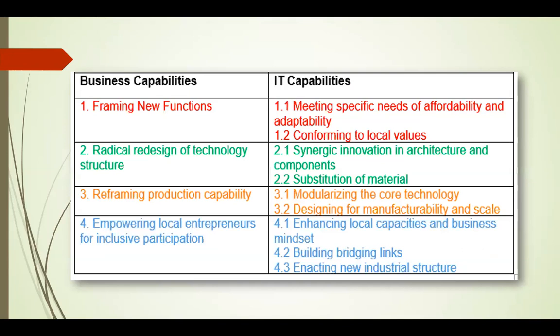Hi, everyone. I will be discussing the capabilities. So the first business capability is framing new functions, which consists of framing and providing new solar thermal functions to emerging markets, such as low-income markets in rural areas. The IT capability, meeting specific needs of affordability and adaptability, links to the business capability of framing new functions, which is point 1.1.